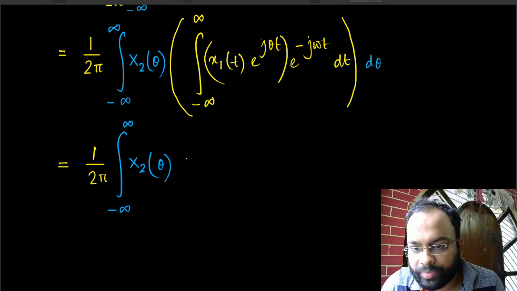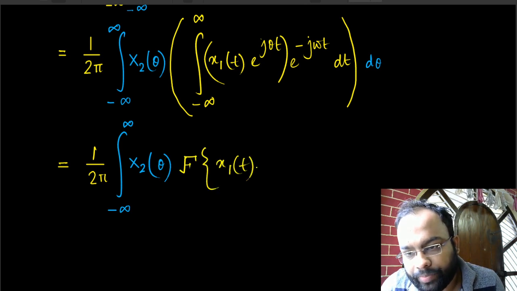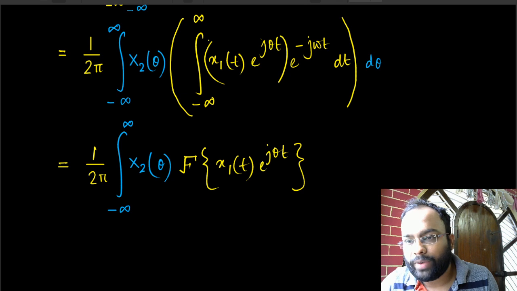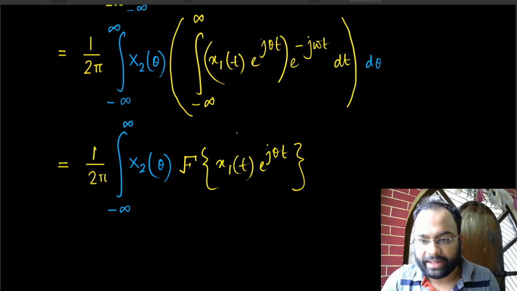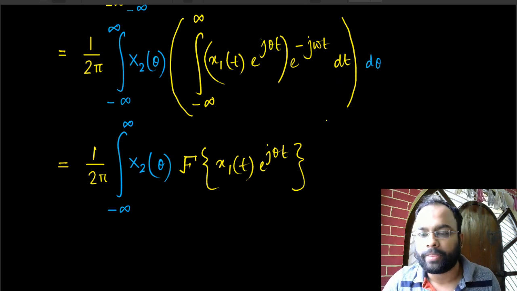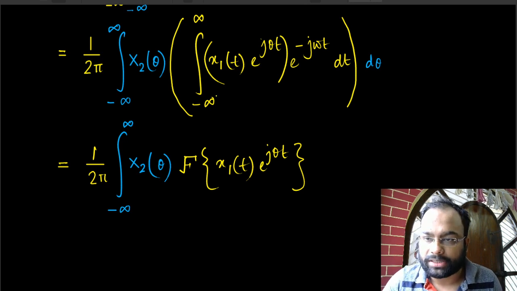So I'm saying that this is the Fourier transform of x1(t) times e to the power j theta t, and we have taken care of the entire integration just by writing this Fourier transform, right? Because if I consider this to be an entire function, then function times e to the power minus j omega t integrated from minus infinity to plus infinity with respect to time, that's a Fourier transform of this thing within the brackets. And then we have d theta outside.